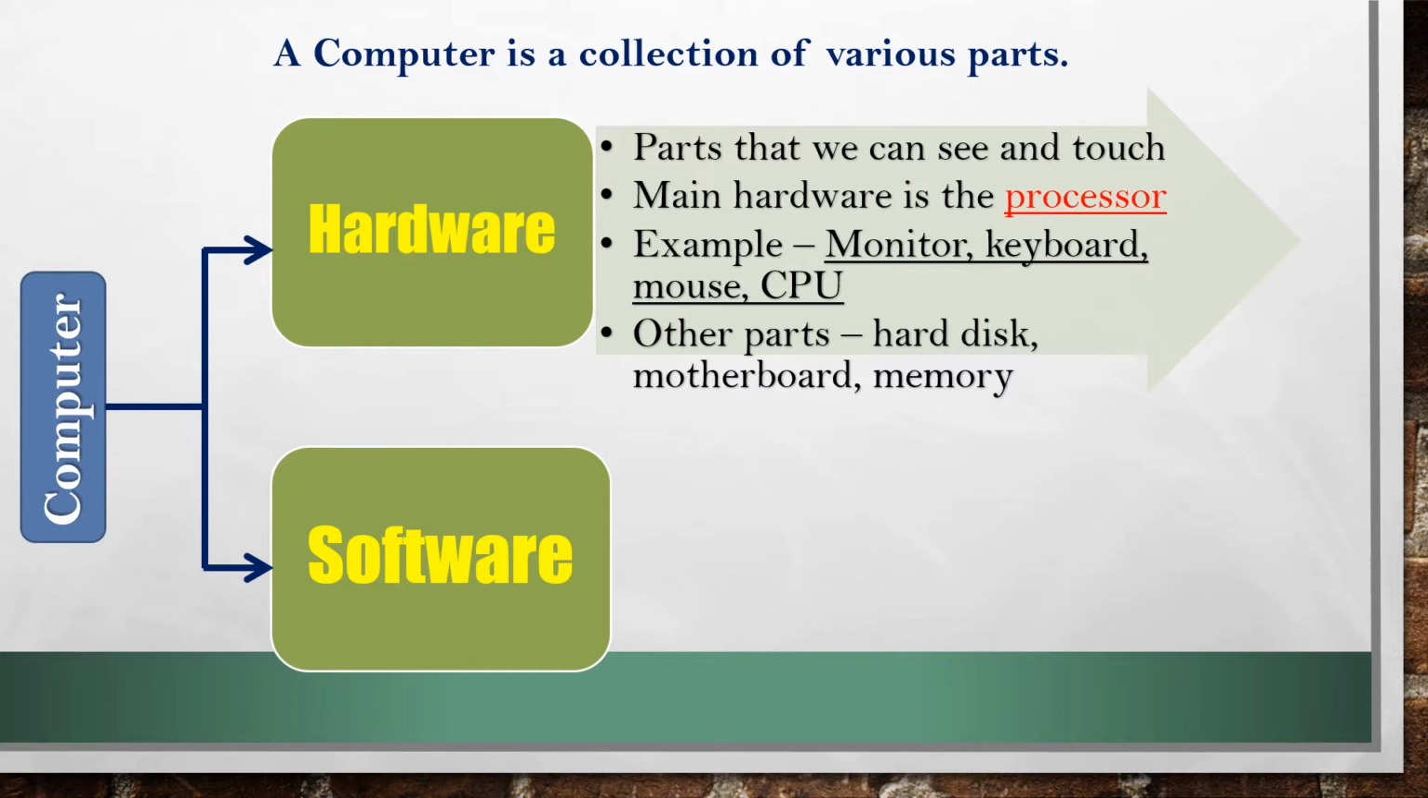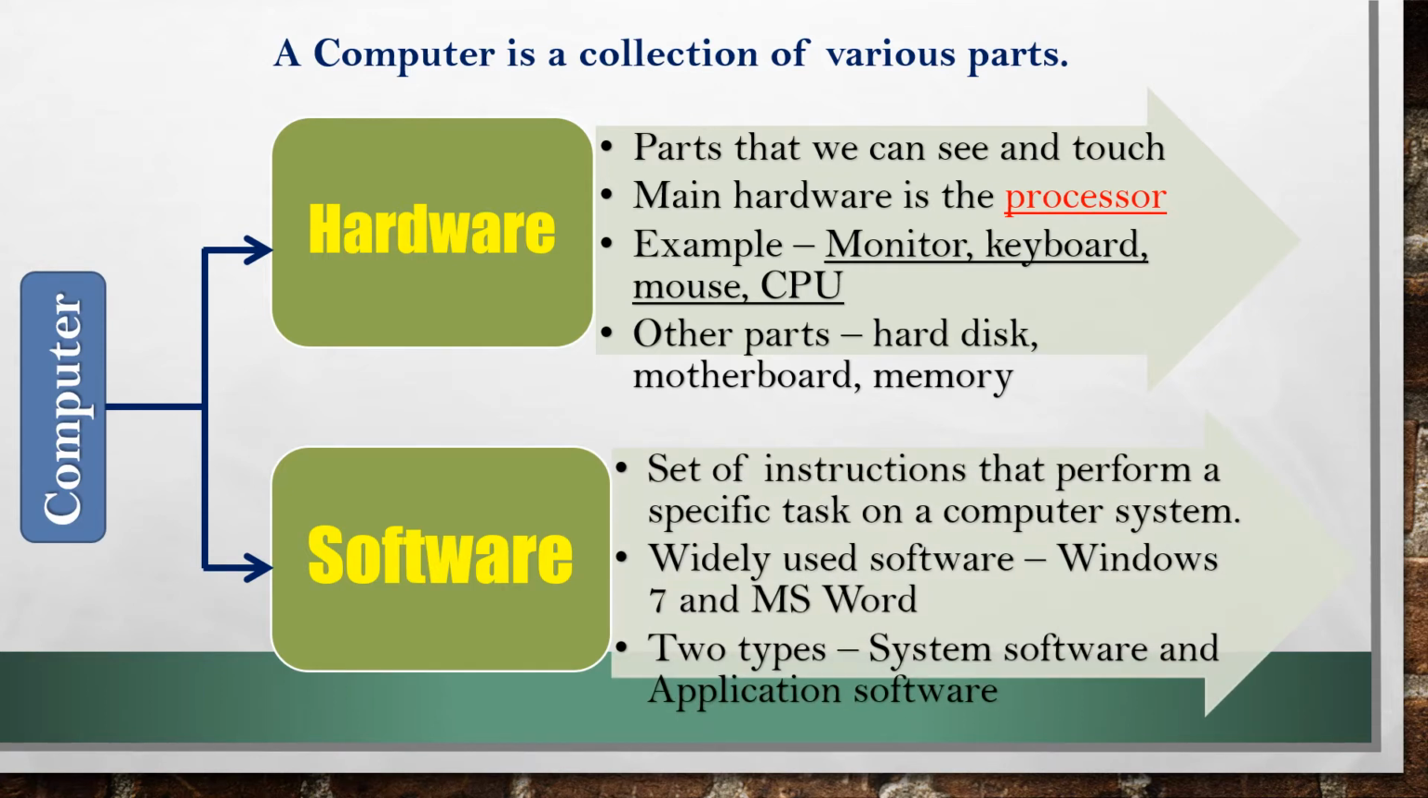The processor is inside a box commonly called the CPU. Some examples of hardware are monitor, keyboard, mouse, CPU. Other hardware parts are hard disk, motherboard, memory. Hard disk, motherboard and memory are inside the CPU. We cannot see them, but they are hardware and they can be touched. They are inside the CPU.